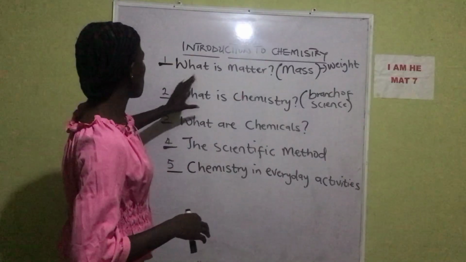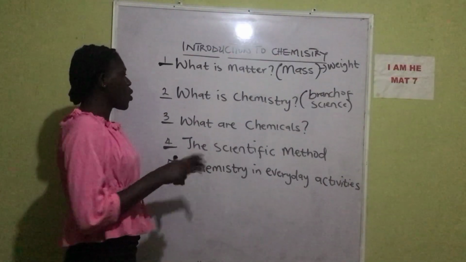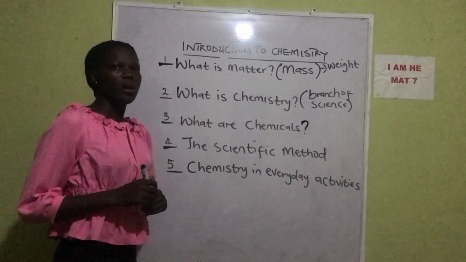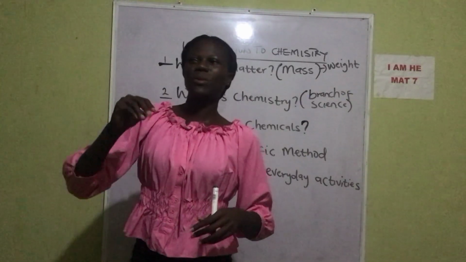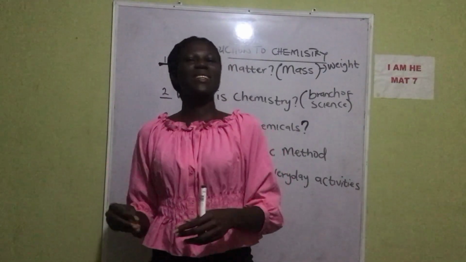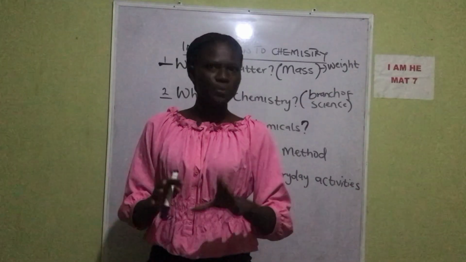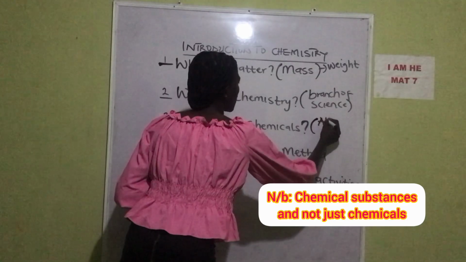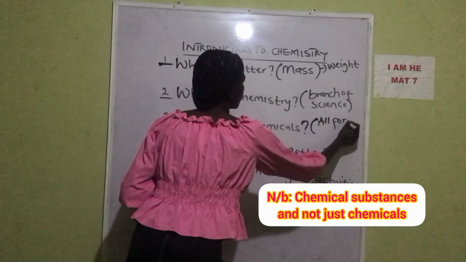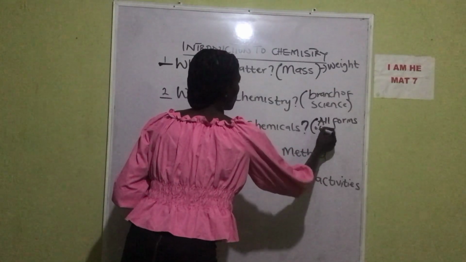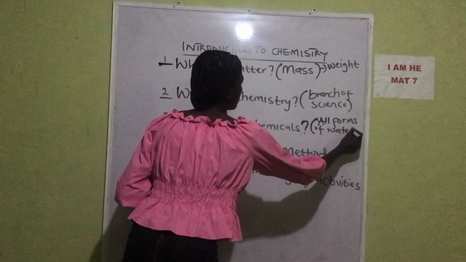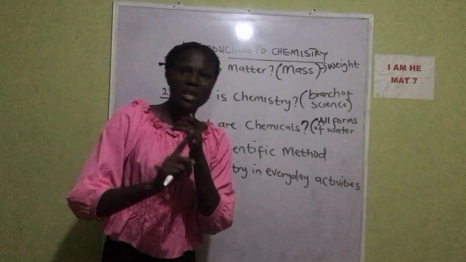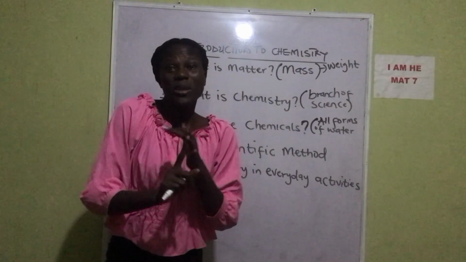That is for chemistry. Now you can ask me, what are chemicals? I don't mean the things we see in the laboratory where we mix something together, where you have the reactants and the product. No. Don't get it twisted, okay? You can say all forms of matter. All forms of matter are referred to as what? Chemicals, whether naturally or artificially existing.